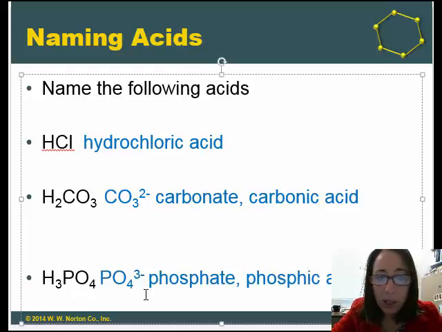Now I wanted to point out another exception. Here is H3PO4. This acid is based on the polyatomic ion phosphate. Phosphate has a charge of -3, so the corresponding acid has 3 hydrogens. Now, based on a rule that ate goes to -ic, this acid should be called phosphic acid. However, like sulfuric acid, we add an extra syllable in there. So this is actually phosphoric acid. So I just wanted you to be aware of those anomalies in naming. The suffix is still the same, but we just add an extra syllable.